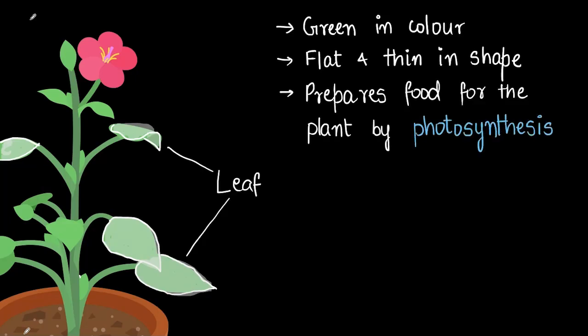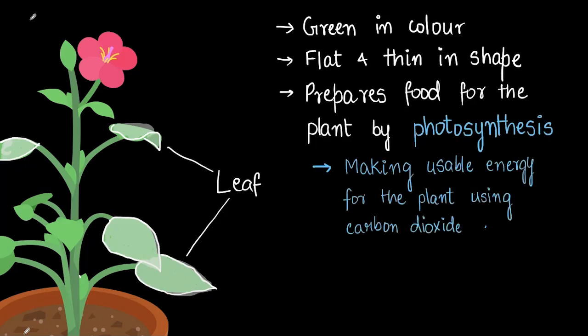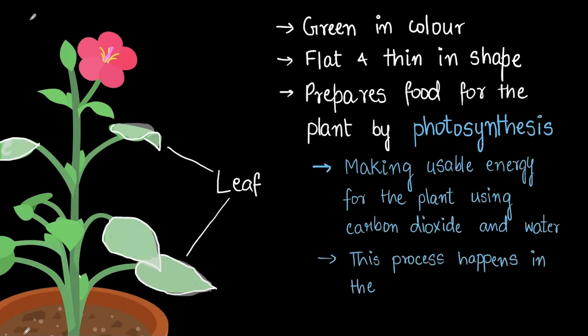Photosynthesis is the process by which plants make usable energy using carbon dioxide and water. This happens during the day because this needs sunlight. Only in the presence of sunlight is photosynthesis possible. The word photo suggests that it's got something to do with light, right?